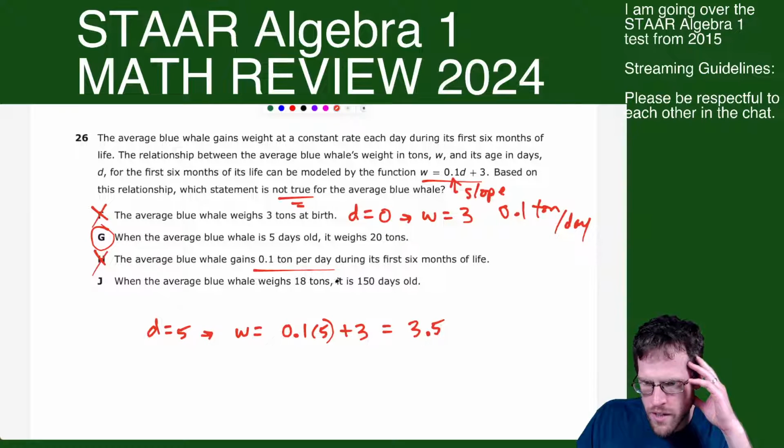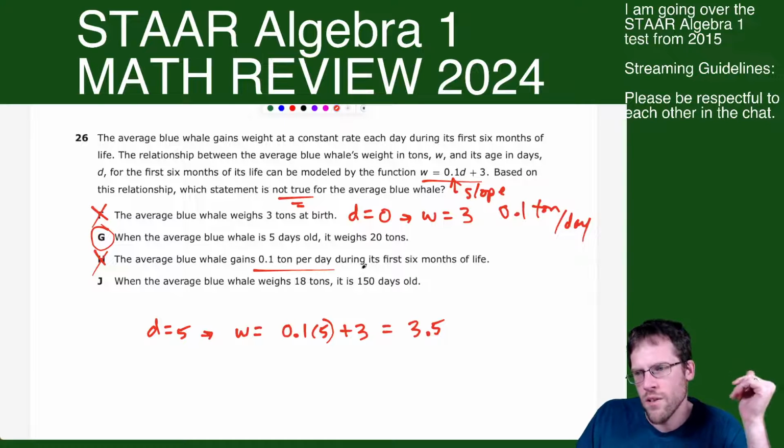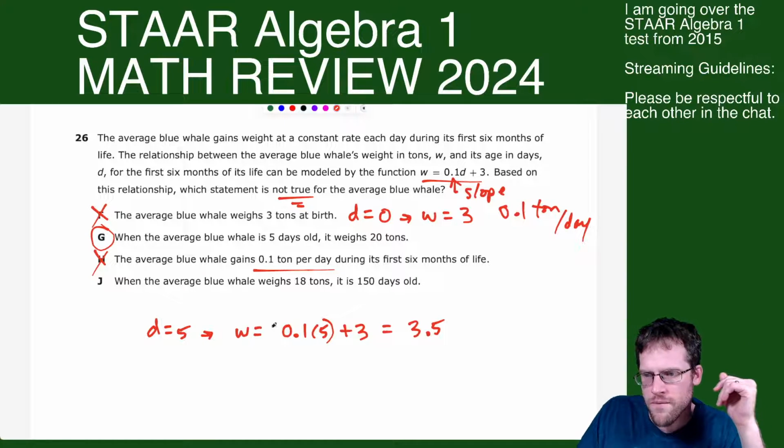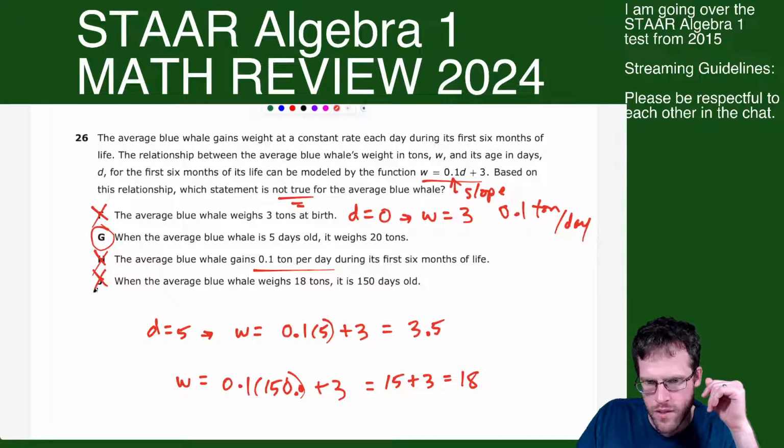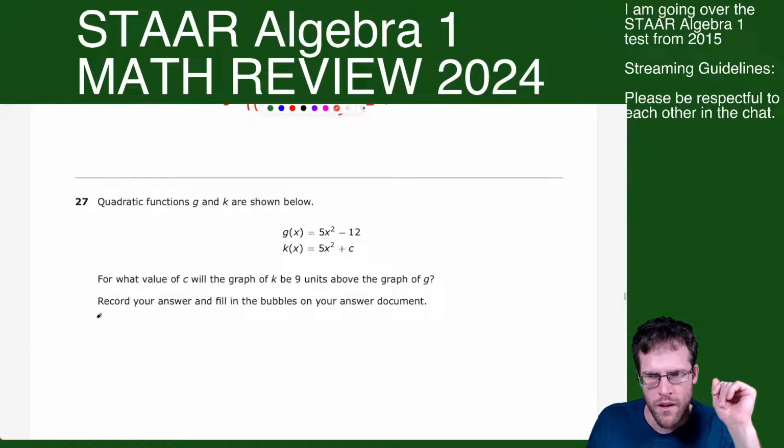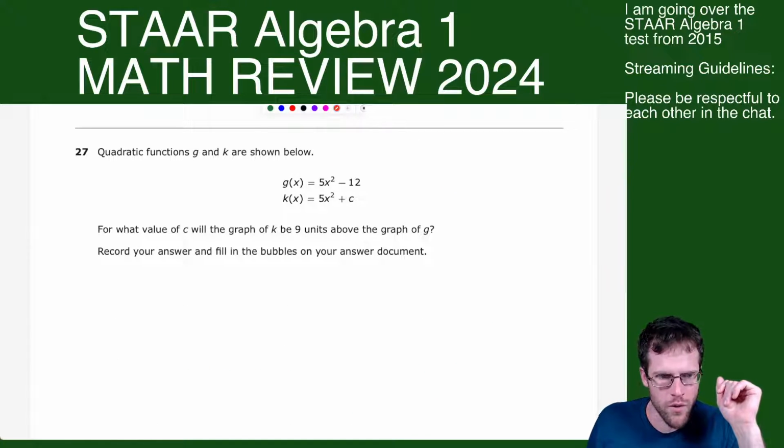The average blue whale weighs 18 tons at 150 days old. So this one, if I plug in 150, so let's just see here. We have the weight is equal to 0.1 times 150, and then plus 3. So when I multiply by 0.1, that's going to move this decimal, if I call it 150.0, to the left one. And then 15 plus 3 is equal to 18. Okay, so G is it. G is the one that's not true. The others are true. Okay, question 27.